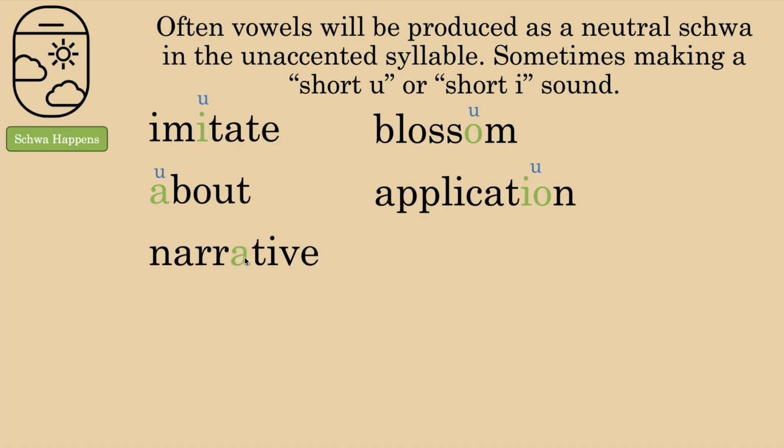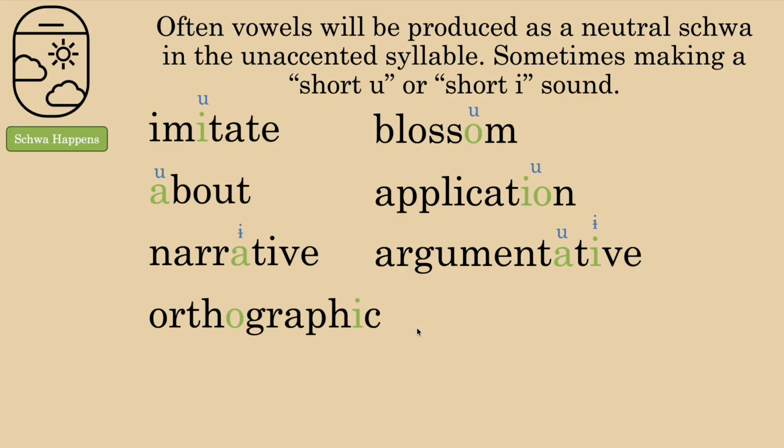narrative, this is where a slight I sound comes in, and argumentative. So you have an A and an I. They both count as schwa because they are both unaccented. Orthographic, orthographic, and competition, competition. Now I said it like that on purpose so you could hear the I and the A. Sometimes it's a little harder for us to hear that schwa as a slight I.